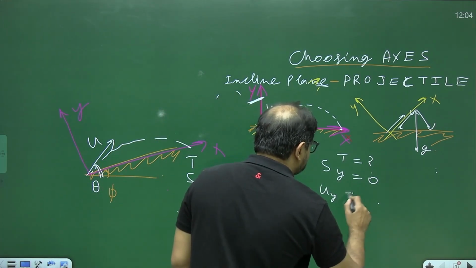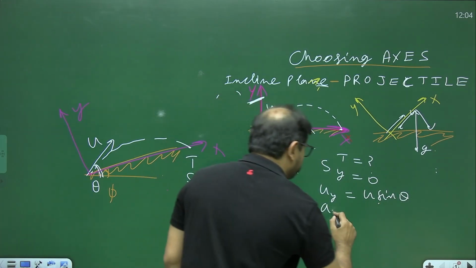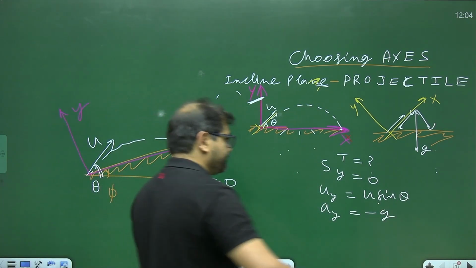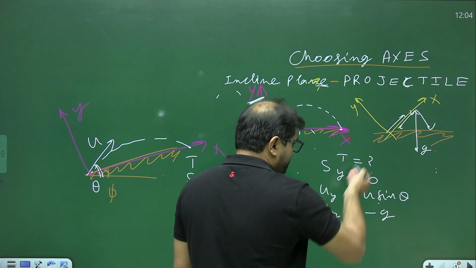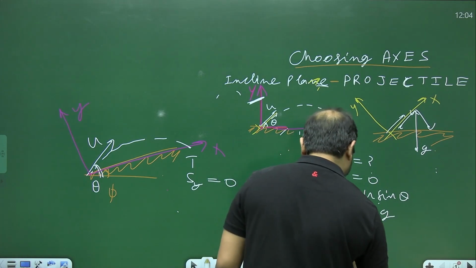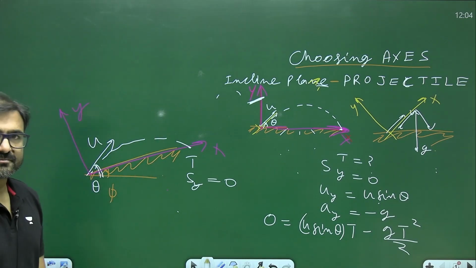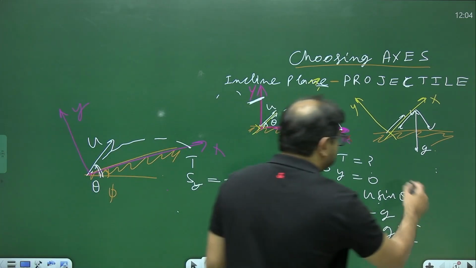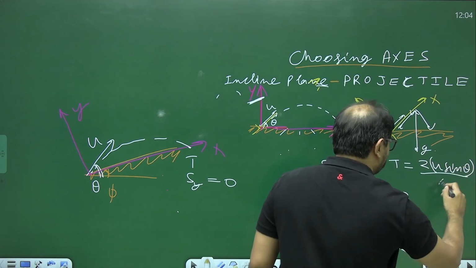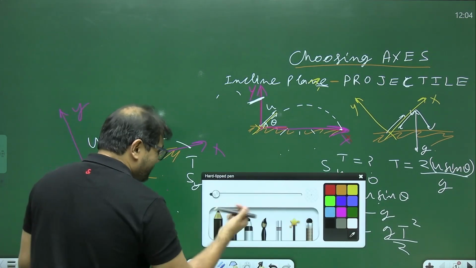Initial velocity in y was u sine theta. Acceleration in y is minus g. And we just put it here. So 0 is equal to u sine theta into t minus gt square by 2. Right? Solve it and you will find value of time. It comes out to be 2u sine theta by g, which in projectile motion many people remember as a formula also. On the other hand, if you do this, there is one extra step.